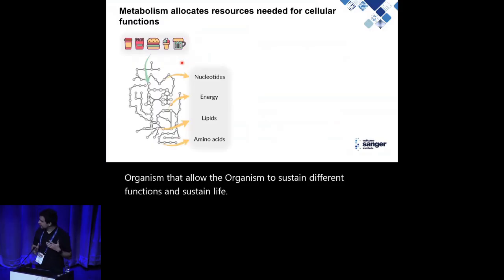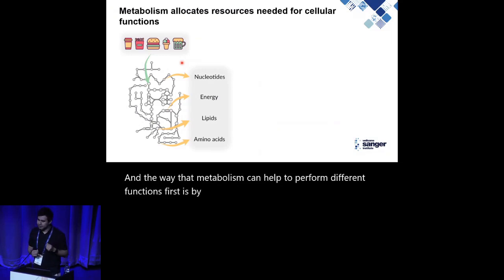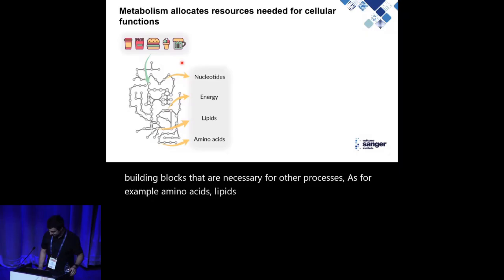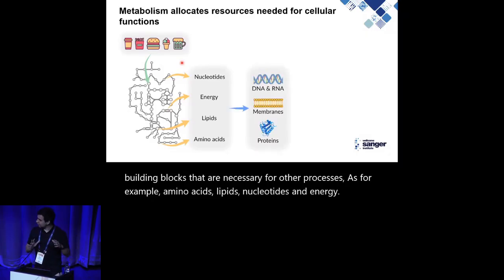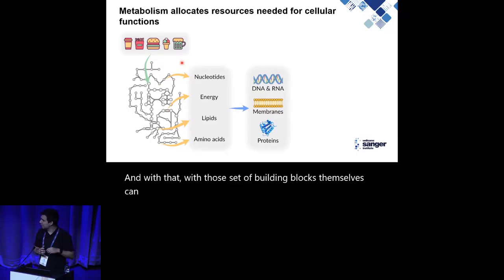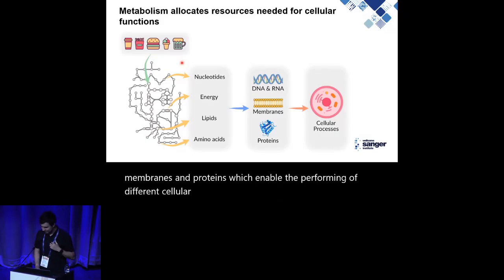And the way that metabolism can help to perform different functions, first, is by converting nutrients into the different building blocks that are necessary for other processes, as for example, amino acids, lipids, nucleotides, and energy. And with those building blocks, cells can synthesize different macromolecules like DNA, membranes, and proteins, which enable the performing of different cellular processes and functions.